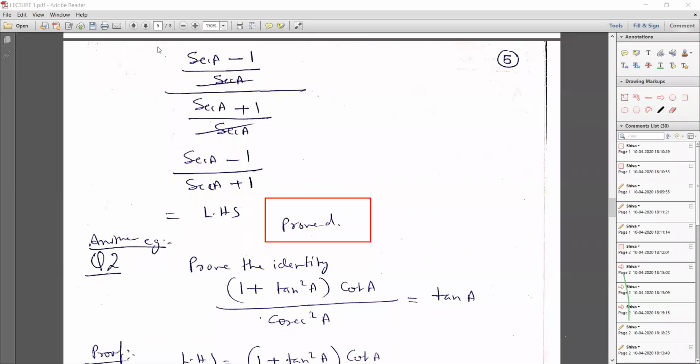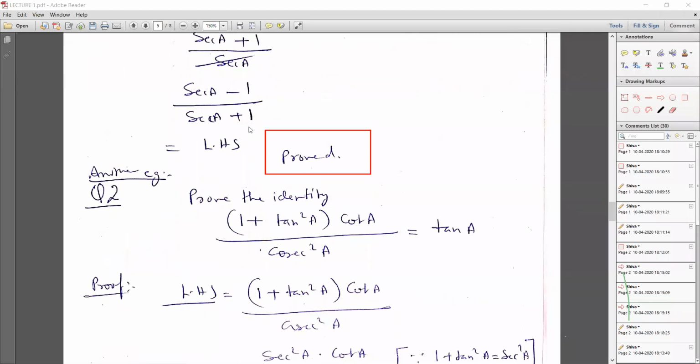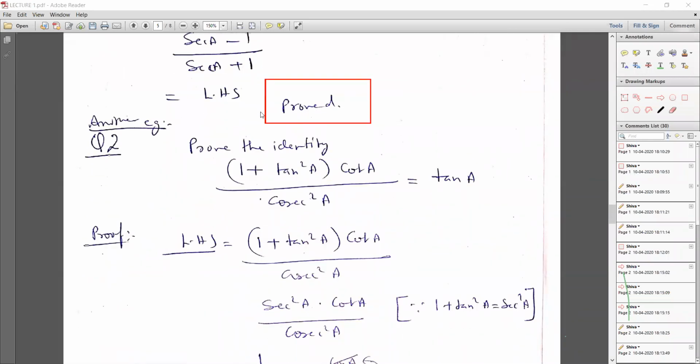Nobody has mentioned in the chat. That means you all have understood. Okay. If you have any doubt, write in the chat.